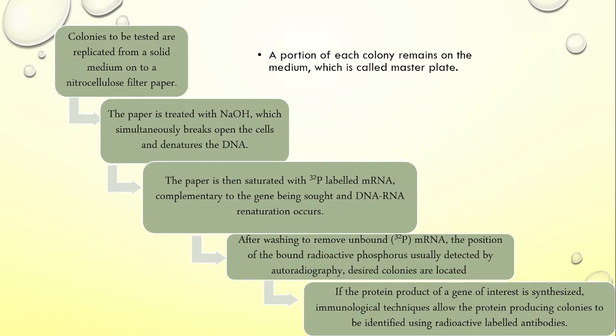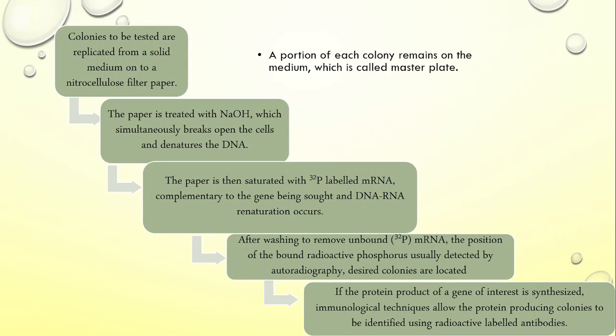The colonies to be tested are replicated from a solid medium onto a nitrocellulose filter paper. The paper is treated with NaOH, that is, alkali lysis occurs here, which will simultaneously break open the cells and denature the DNA. While we are transferring the colony onto the nitrocellulose filter paper, a portion of each colony will remain on the medium, and this will be known as a master plate. And now on this nitrocellulose filter paper, we are carrying out this alkali lysis.